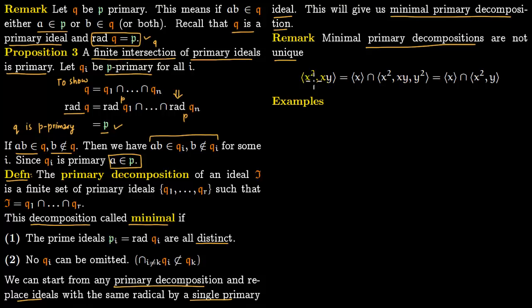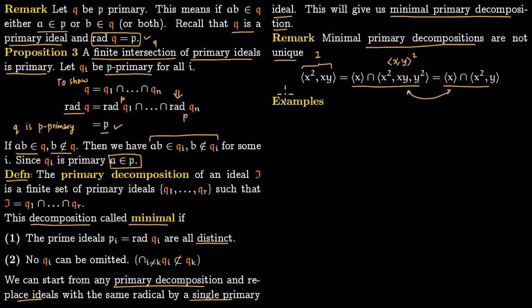Say we now have two decompositions of (x^2, xy). One you can write as (x) intersection (x^2, xy, y^2). This is nothing but the square of our ideal (x, y), and this is also equal to (x) intersection (x^2, y). So you can see there are two minimal decompositions corresponding to this ideal right here. To a single ideal you have associated two minimal decompositions.